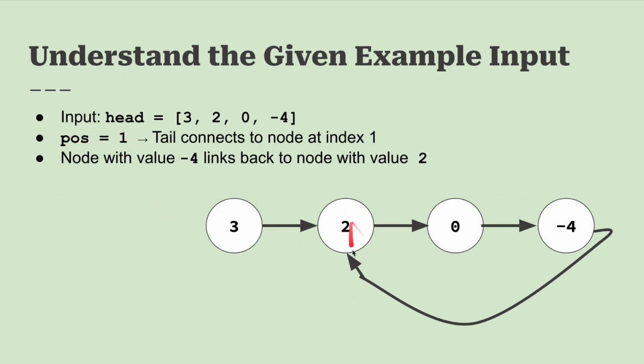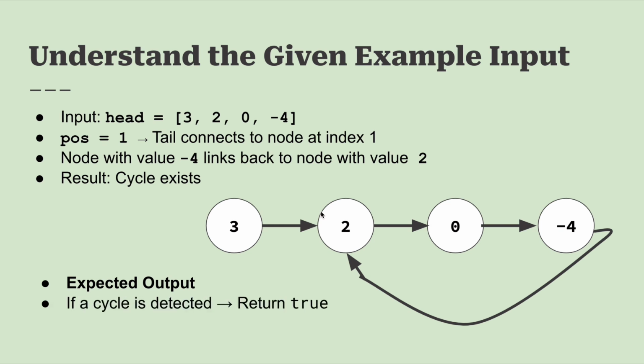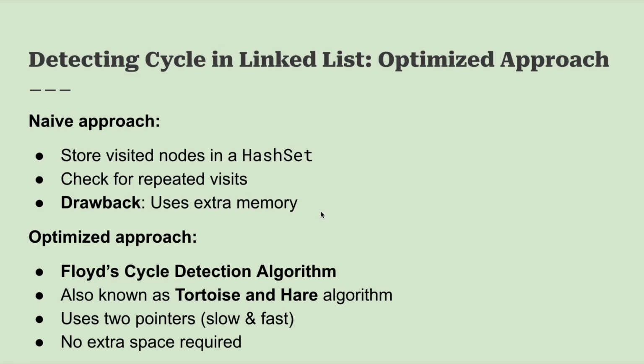So pos at 1 means that the tail connects back to the node 2 at this index 1, and the node with -4 has a link whose next points back to the node with value 2, right? And that is why it formed the cycle. So if the result exists, meaning the cycle exists, in this case the expected output should be true if the cycle is detected, and false if the cycle is not detected, right? So how are we going to detect a cycle in the linked list, right?